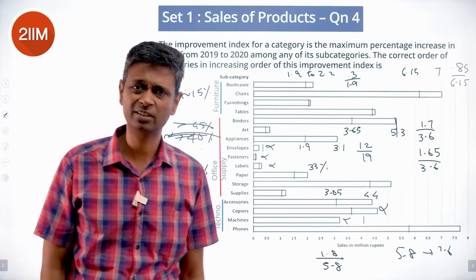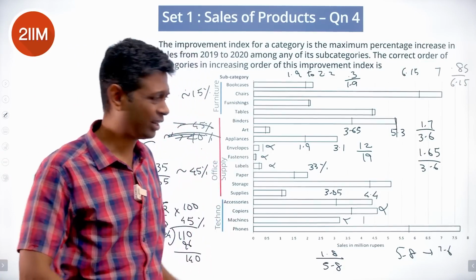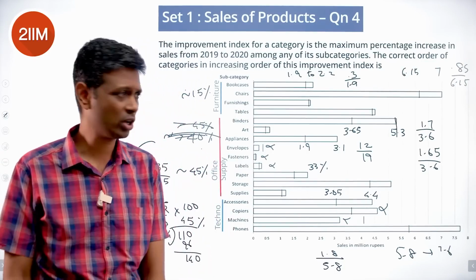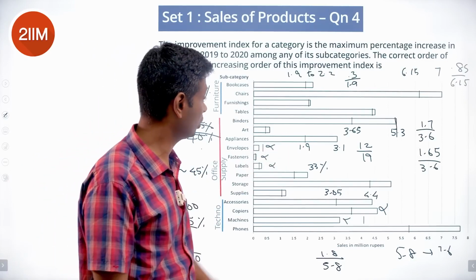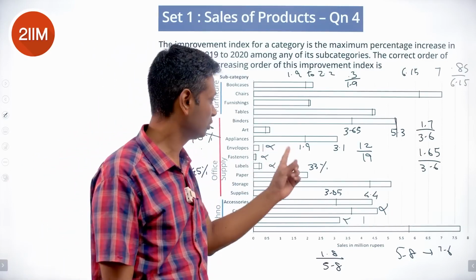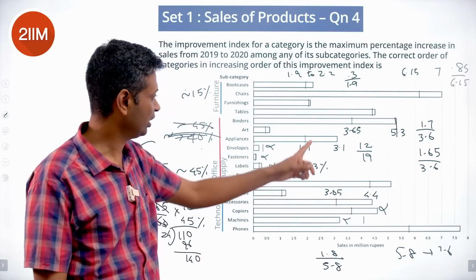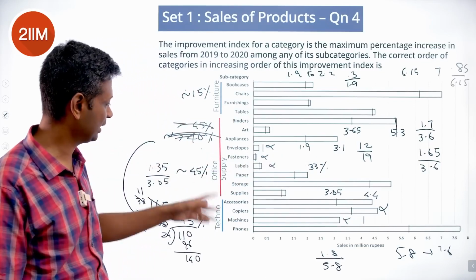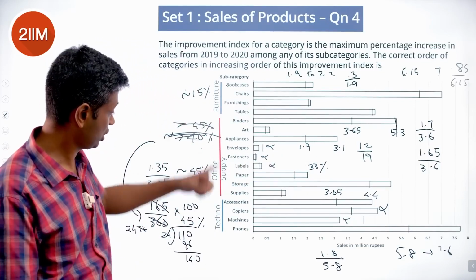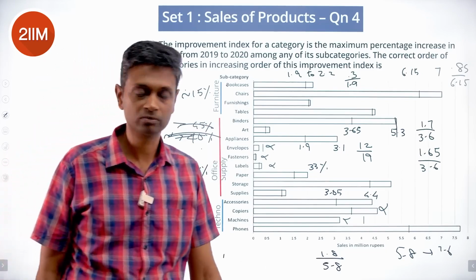45 and 45, it's too close. So it's not a swing on that small a decimal place. It would be easier to look at appliances and say we are through. This is nearly 2/3. 2/3 increase here. That's automatically higher than anything that can come here. Furniture, technology, office supply. Right.